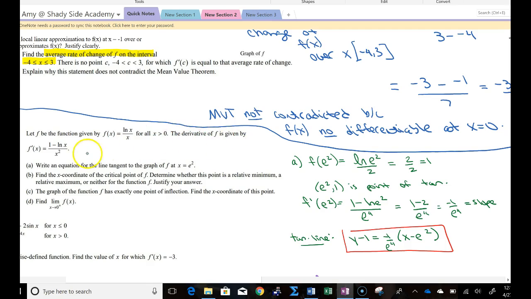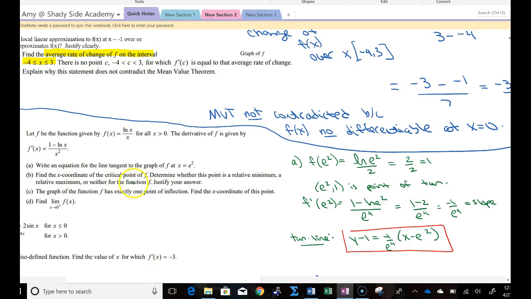The derivative of f is given here. Part A: write an equation of the line tangent to the graph of f at x equals e squared. Here is me finding the point of tangency. Here's me finding the slope of the tangent line. Look at all this work that I'm showing very cleanly. The tangent line is right here.